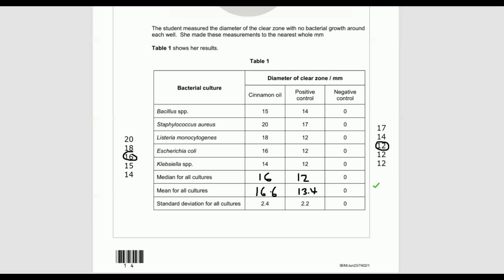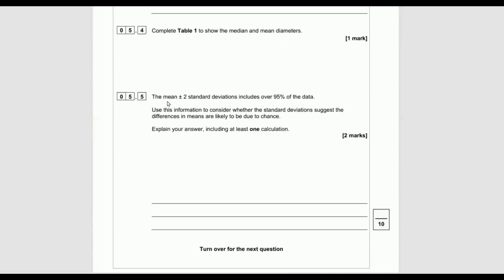You could round to a whole number, as that's what they've done in the tables if you like, or you could just leave it with the decimal like I'm going to. Right, 5.5, the mean plus or minus 2 times standard deviations includes over 95% of the data. So this is important: the mean plus or minus 2 times standard deviations. You could easily miss that and think it just means plus or minus 2. So they're saying the mean plus or minus 2 of the standard deviations.